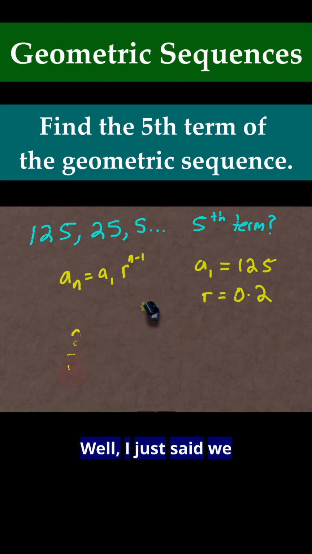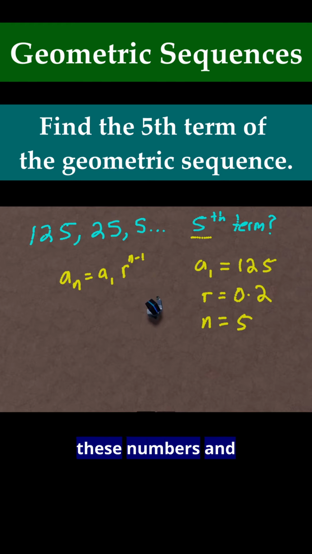And then what is n in this problem? Well, I just said we want the fifth term. So n is equal to 5. Now let's put in these numbers and solve.